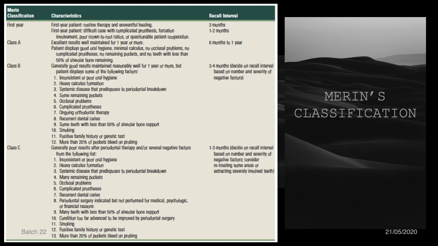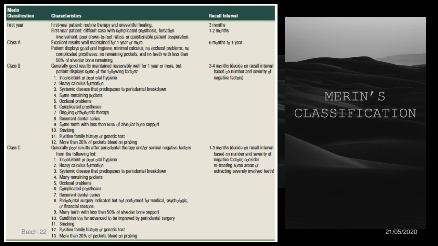Again, at every recall visit, every maintenance visit, you have to reassess the characteristics and you can modify the class of patient. So if you put the patient under class B, and after a 3 months interval you see the patient's maintenance is still worse and more teeth are involved with bone loss, then you have to move the patient to class C, where you increase the frequency of callback to 1 to 3 months.